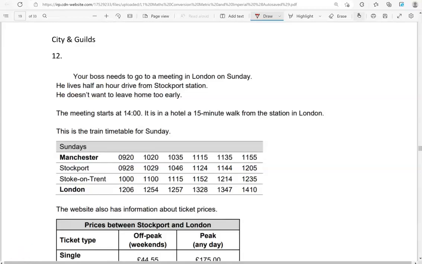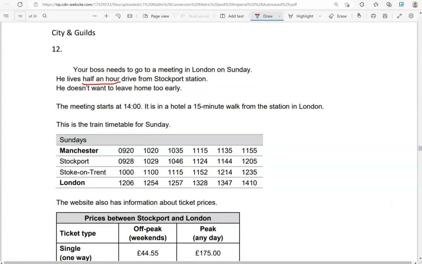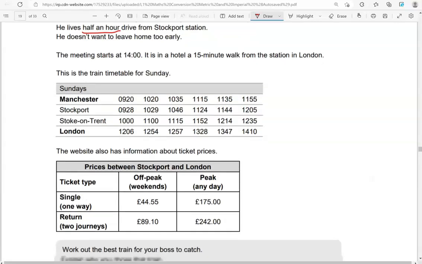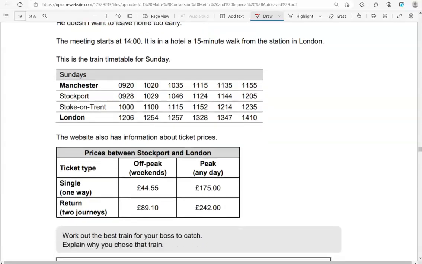Your boss needs to go to a meeting in London on Sunday. He lives half an hour drive from Stockport station. He doesn't want to leave home too early. The meeting starts at 14:00. It is in a hotel, a 15-minute walk from the station in London. This is the train timetable for Sunday. The website also has information about ticket prices. Work out the best train for your boss to catch. Explain why you chose that train.